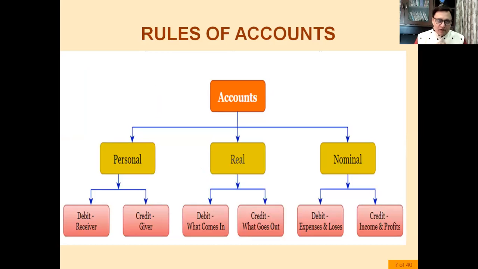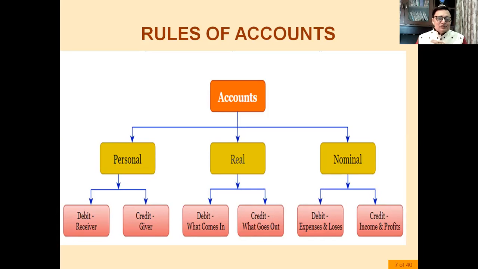As far as the rules of accounting are concerned, these accounts represent various kinds of rules: personal account, real account, and nominal account. When we record the transaction in the book of original entry, we first follow certain rules of accounting. And for every kind of account, we follow different accounting rules. For example, on the one hand, we have the personal account. Now a person can either be a receiver or a giver. So if a person is a receiver, debit the receiver. If a person is a giver, then credit the giver.